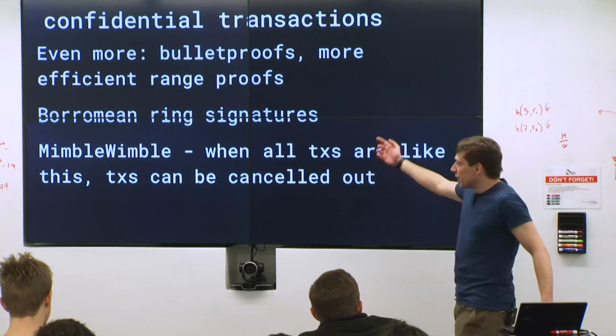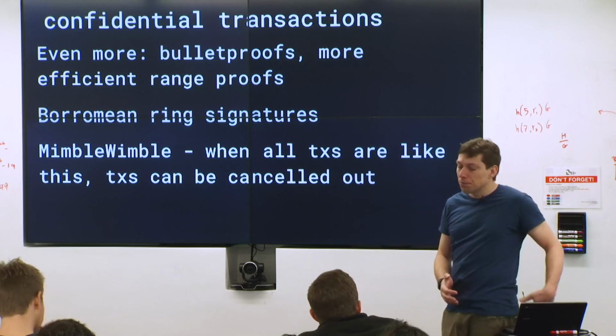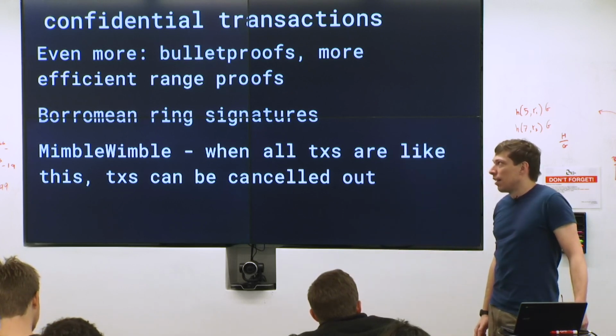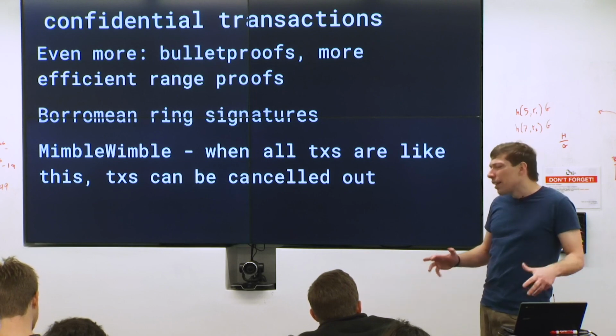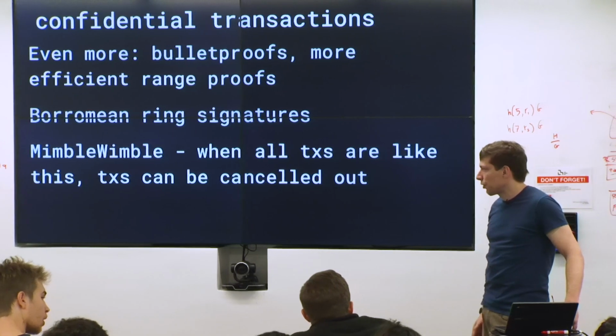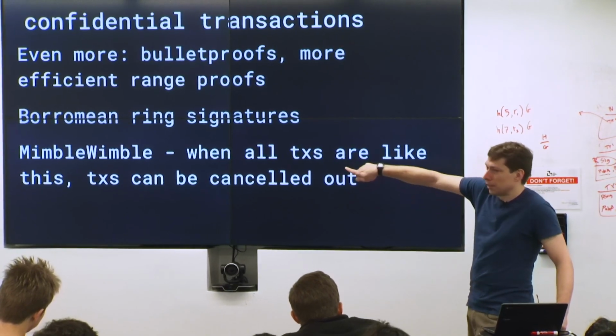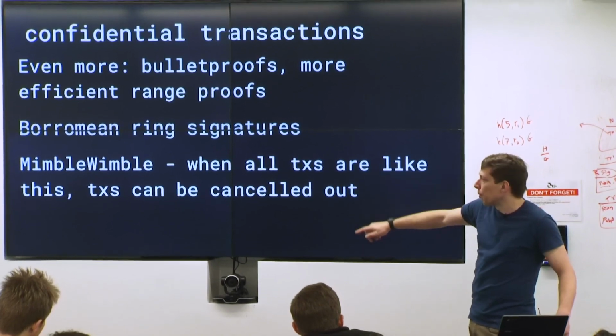And then there are the Borromean ring signatures, the more efficient ring signatures that can compact a lot of data, so you get it down to about 2 kilobytes for these range proofs in confidential transactions. And then I may try to give a class about Mimblewimble in a week or two.